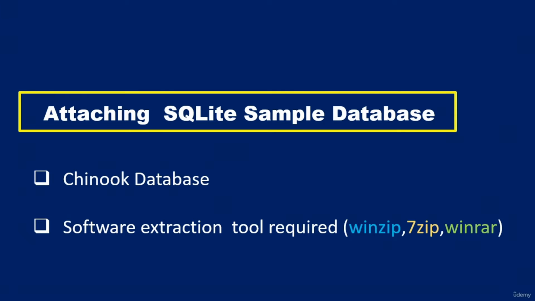Once we extract the database file, we are going to put it in the root of the local drive. My local drive is C, that's the C drive. I've already got a directory called SQLite, which my SQLite lives in. I'm going to create another directory called DB inside that. Inside that DB is where I'm going to place the extracted or unzipped Chinook database.